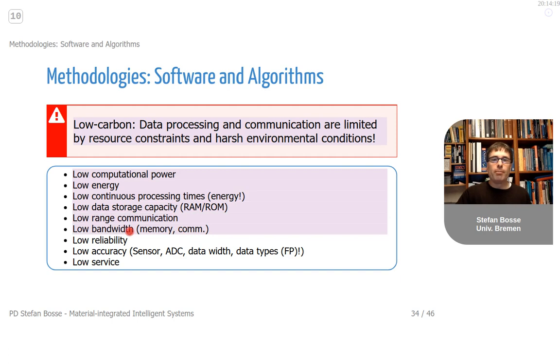Low bandwidth, memory, communication, low reliability, low accuracy, and not only because we have to use a very simple sensor, only an 8-bit ADC, for example, addressing specific energy constraints too. Data width is limited, and data types. The ARM Cortex M0 has no floating point unit. And we have low serviceability.